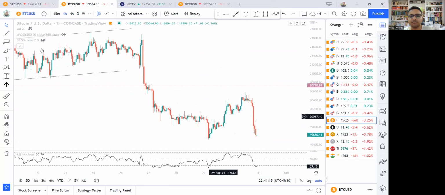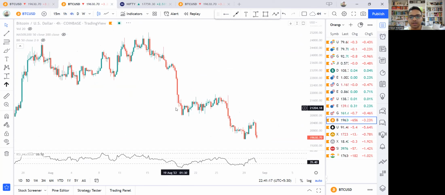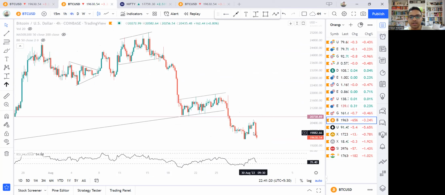With this fall, it really looks like we are not going to hold a lot of territory, and the price may actually start to go back down very fast.